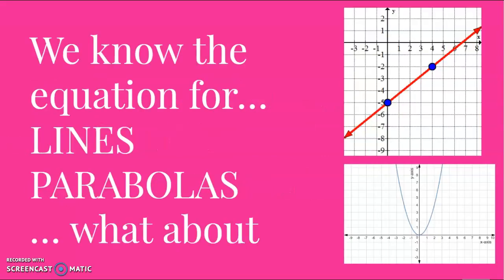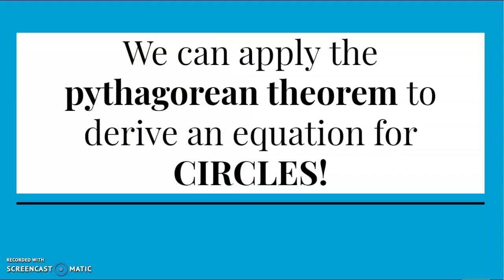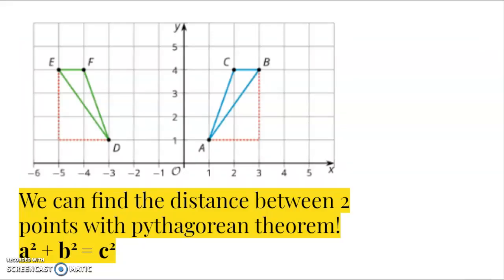So we know the equation for lines, parabolas, but what about circles? Today, we are going to apply the Pythagorean theorem to derive an equation for circles. As a reminder, the Pythagorean theorem is a squared plus b squared equals c squared. And we can find the distance between 2 points using the Pythagorean theorem.